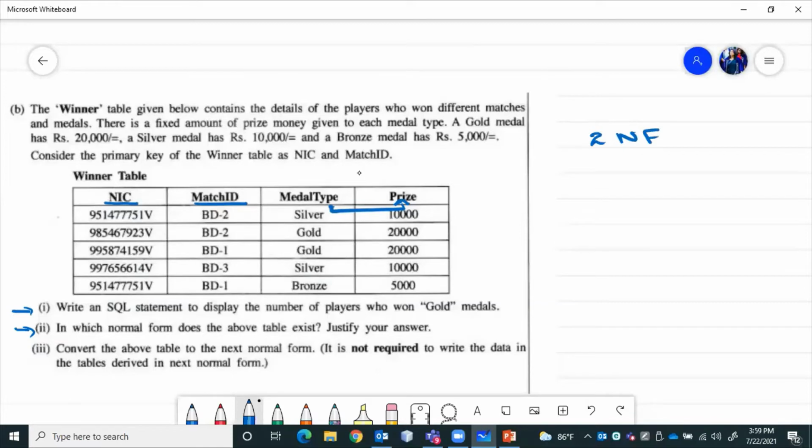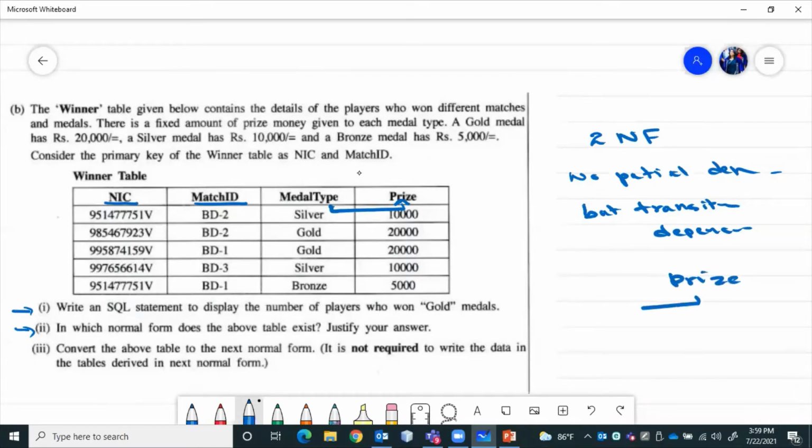How to justify your answer? You could say no partial dependencies, but transitive dependencies are there. Or you can just write that transitive dependencies are there. If you need, you can draw this as well: the price is depending on the medal type.